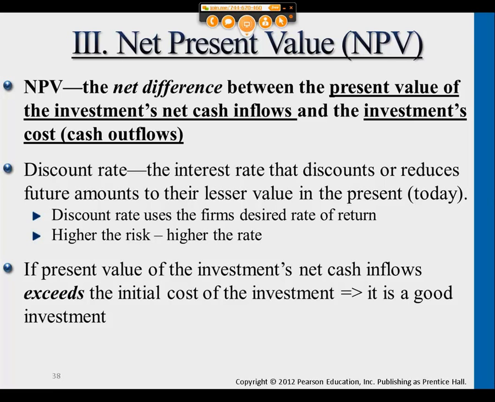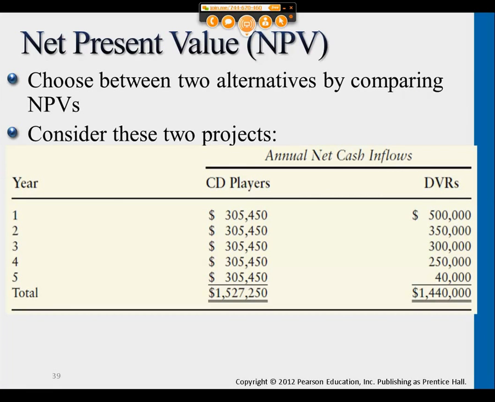So how does it look on the example? This is quite a lot of definitions, but how does it look on the example? Let's say I have to choose between two alternatives. I'm Greg's Tunes, and I'm considering either doing CD players or DVRs, all right? Same story. We've been talking about this the whole semester. Now our manager, Greg, needs to decide which of the alternatives is better for the business.